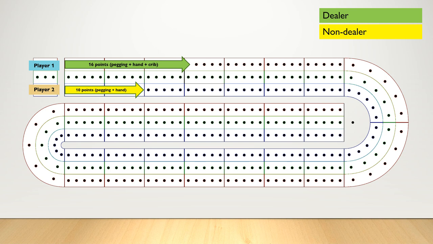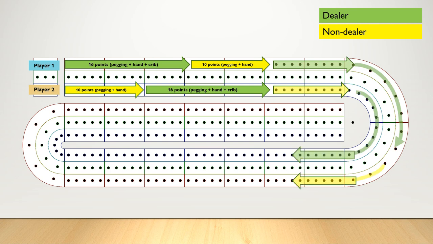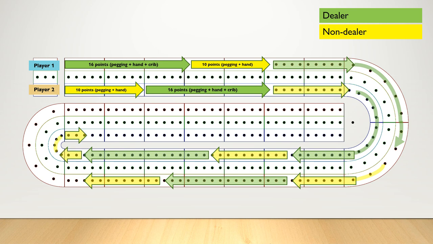Then on the next deal, player 1 is the non-dealer, and they count first. 10 points earned between pegging and counting their hand. Player 2, as the dealer, pegs, counts their hand and their crib hand, and advances 16 points. And we continue this around the board. Player 2 is a non-dealer, they count their 10 points, and then the dealer counts 16, and so on.